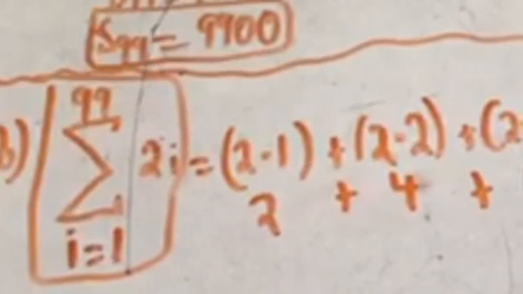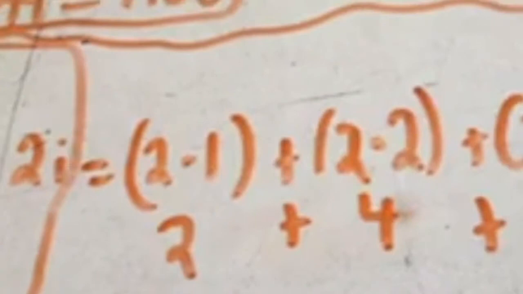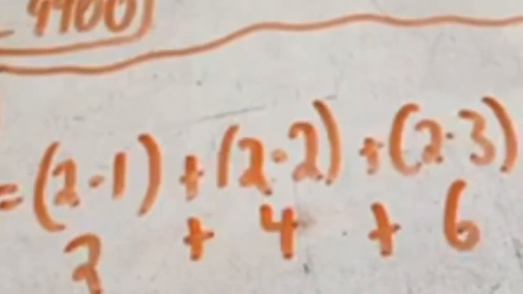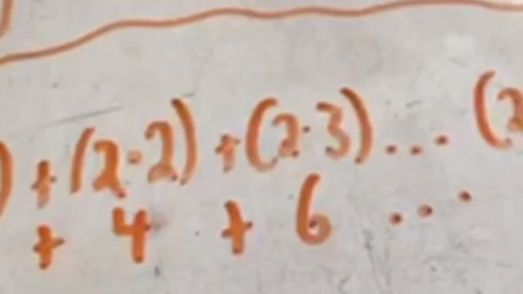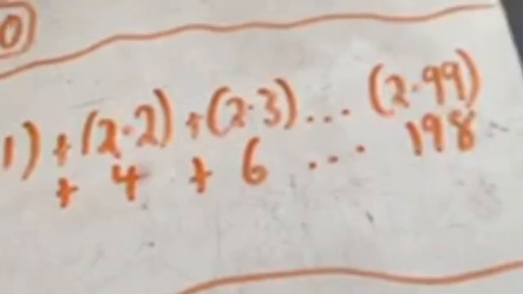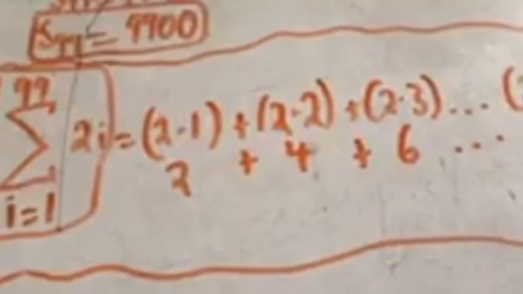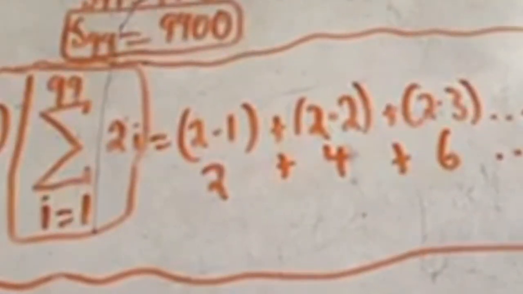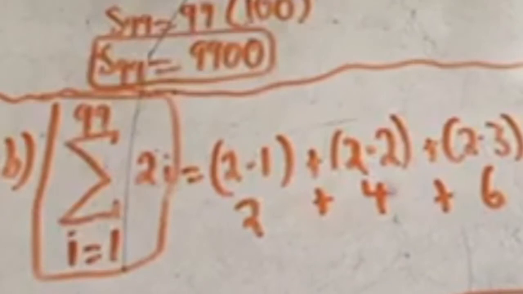So let's test it out. 1 times 2 is 2, plus 2 times 2 is 4, 2 times 3 is 6. You repeat the same thing all the way until you reach 198. So 2 times 99 is 198. Therefore, you know the whole thing is equal. And if you add all these numbers up together, you know you will get 9,900, as we proved in the last problem.